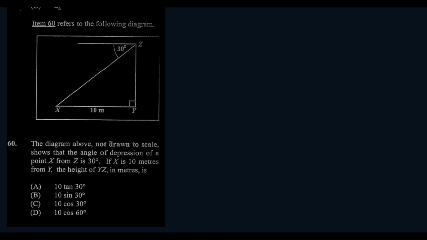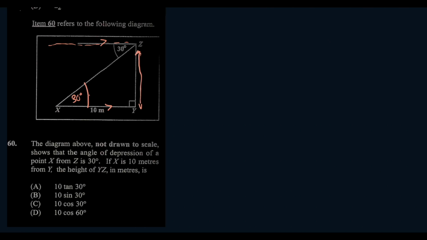Alright, so this particular one says the diagram above, not drawn to scale, shows that the angle of depression of a point X from Z is 30 degrees. So if this is 30 degrees, I know that also here would be 30 degrees. That's because these 2 lines here are parallel. How do I know this is parallel to this? Well, it said it's the angle of depression, and the angle of depression comes from the horizontal, which is this line here. So it says X is 10 meters to Y, right? The height of YZ. So we need to figure out what's the height of YZ.